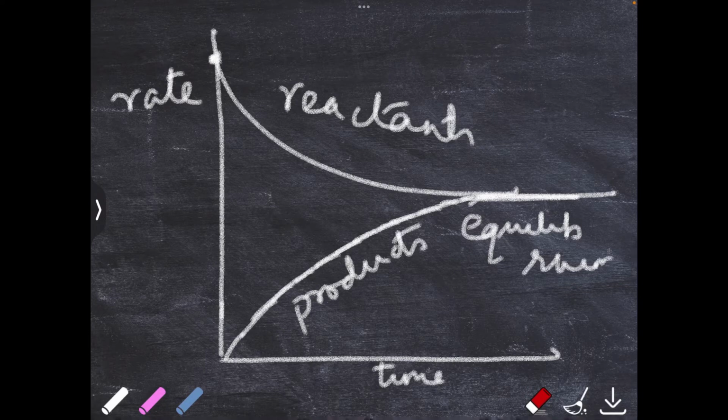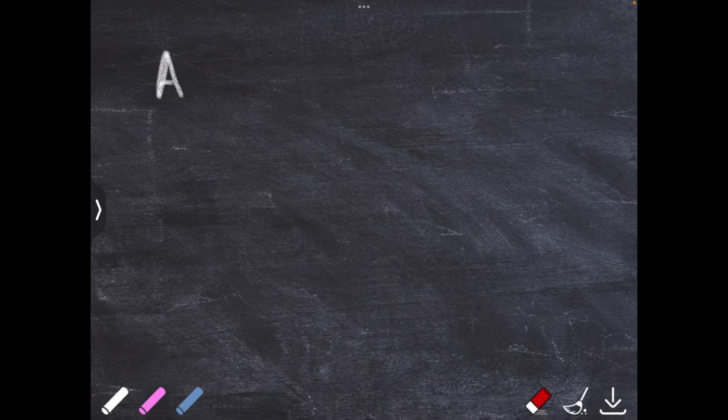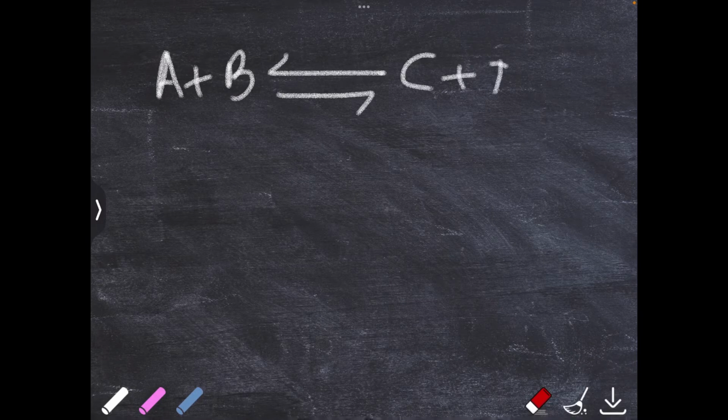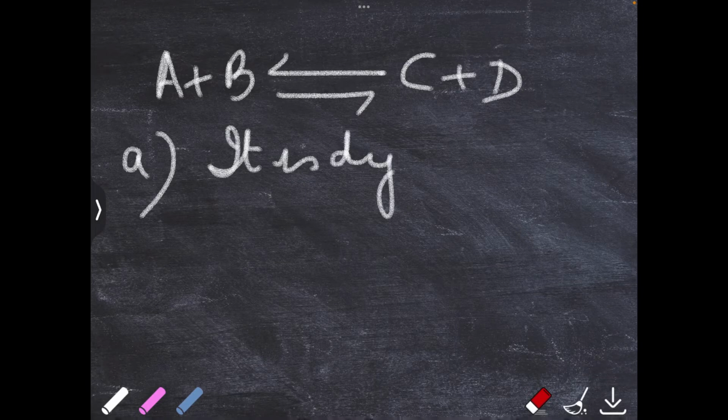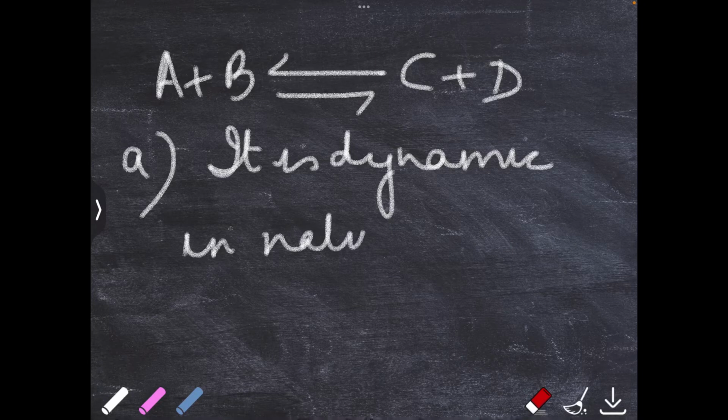Now, once the equilibrium has arrived, there are certain characteristics. A, it is dynamic in nature. That is, A and B react to give you C plus D, then C plus D will again react to give you A plus B, and this process will go on. It is dynamic in nature and continues.